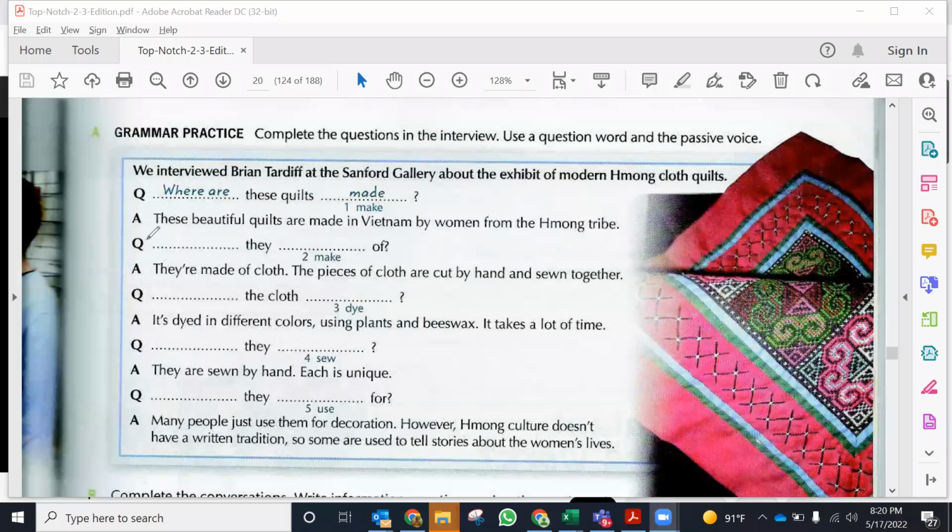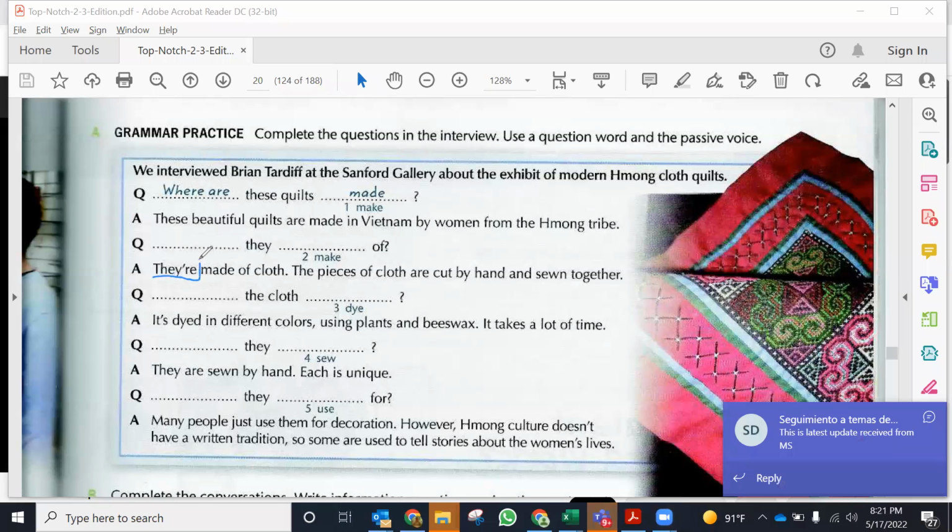Luego voy a preguntar otra cosa. La pregunta que vamos a buscar. They make of, ¿ok? Of. Vamos a usar aquí, ahorita vamos a conjugar ese verbo. Vamos a ver la respuesta. They are made of cloth. Están hechas de tela, ¿ok?